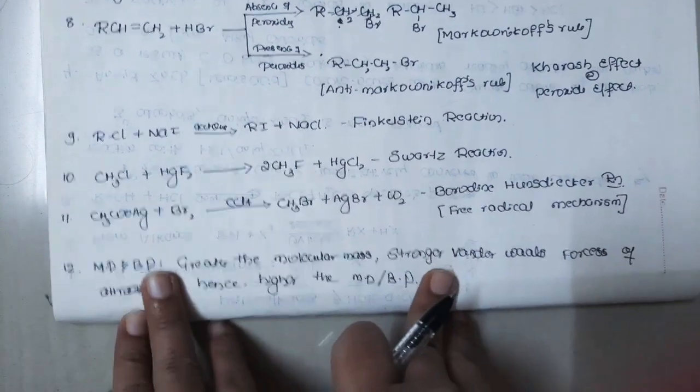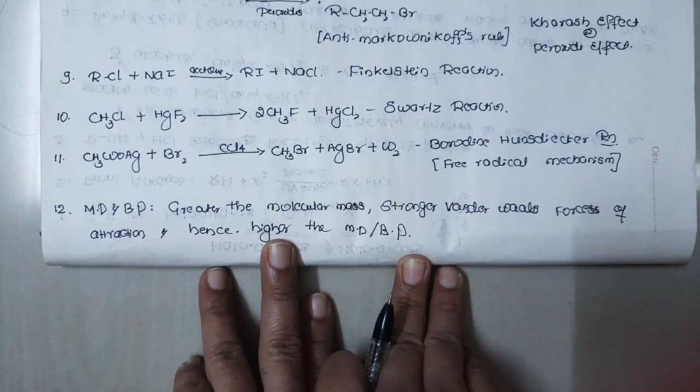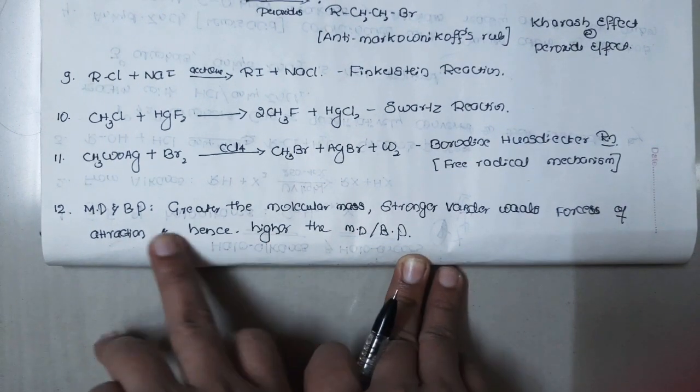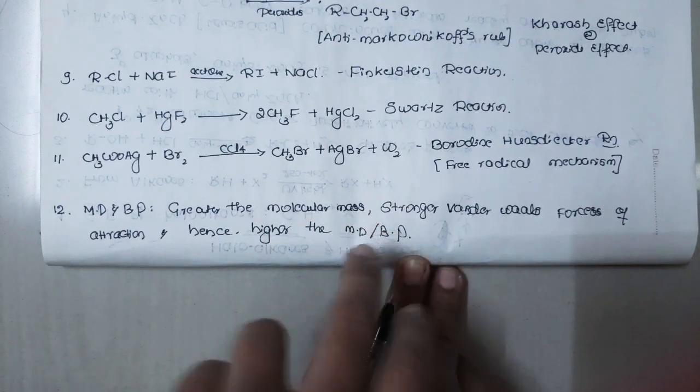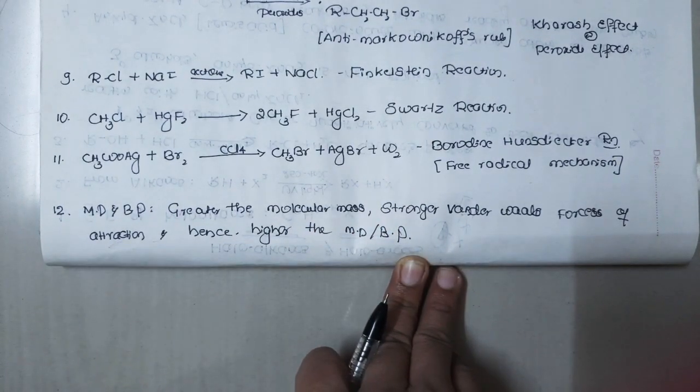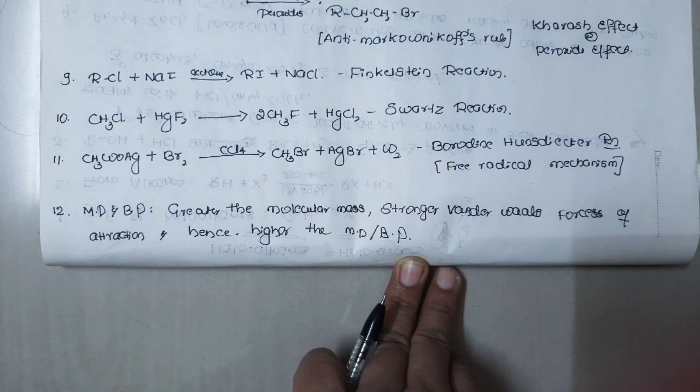Now, some physical properties of haloalkanes: melting point and boiling point. The greater the molecular mass, the stronger the forces. As the molecular mass increases, as the carbon atoms increase, the van der Waals force of attraction increases, and hence the boiling point will be higher.